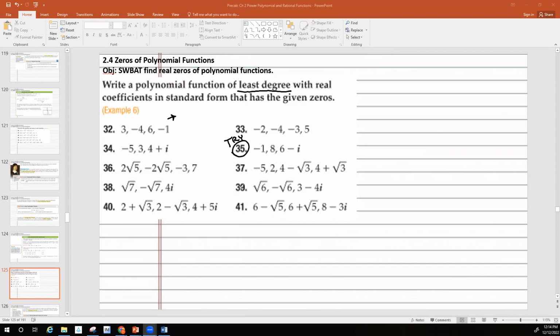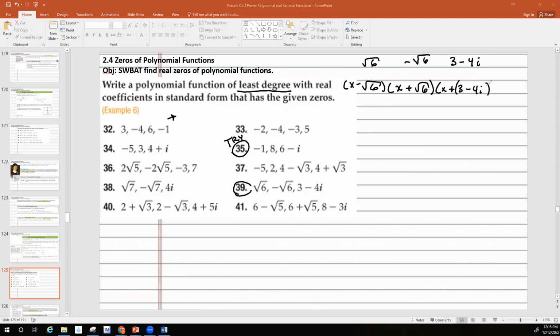All right, so let's do 39. So we have square root of 6, negative square root of 6, and 3 minus 4i. All right, so write these in factored form. X minus 6, remember you're changing the signs. X plus square root of 6, x plus 3 minus 4i.